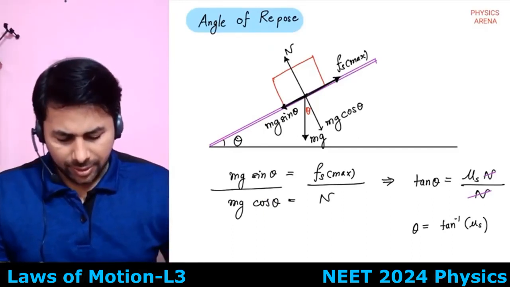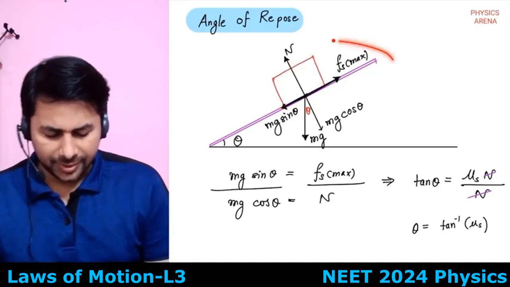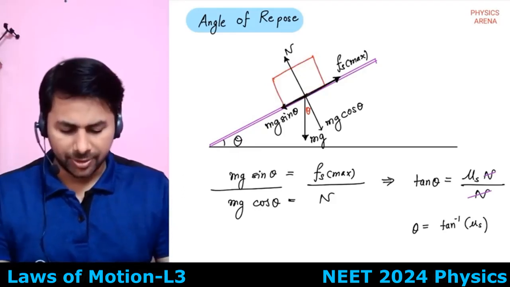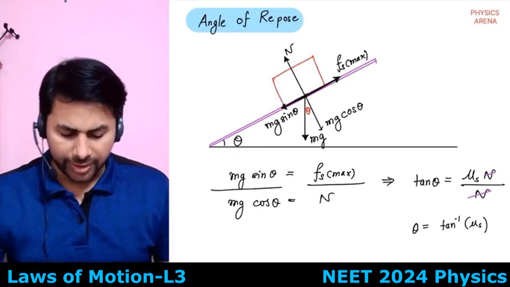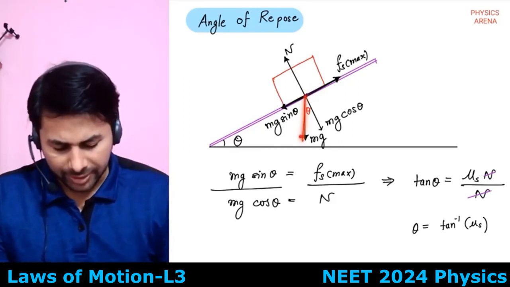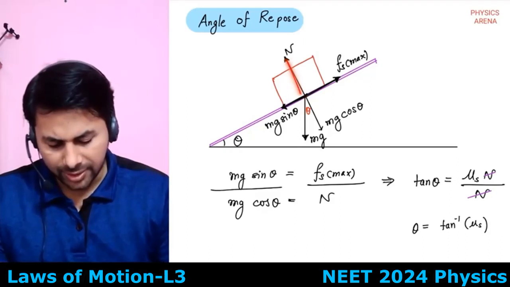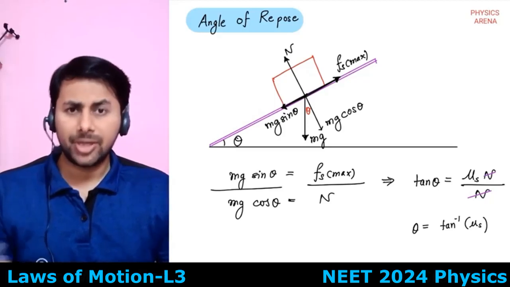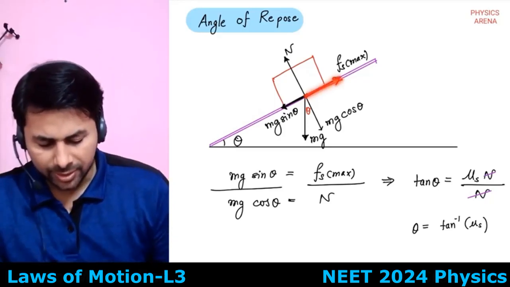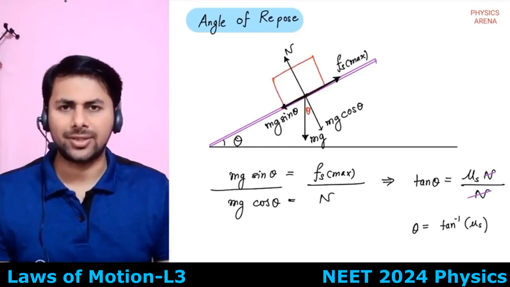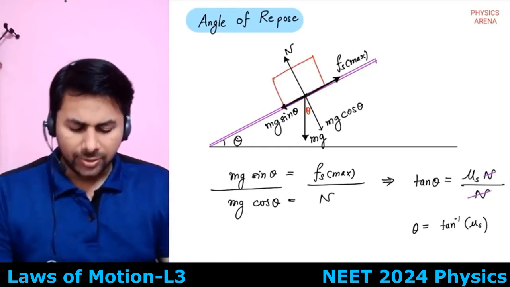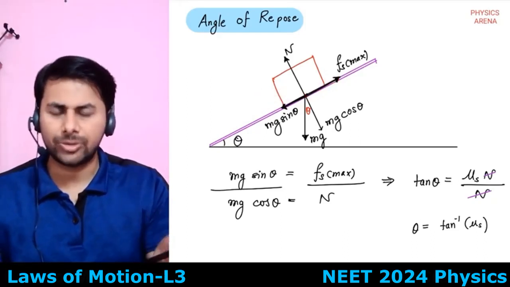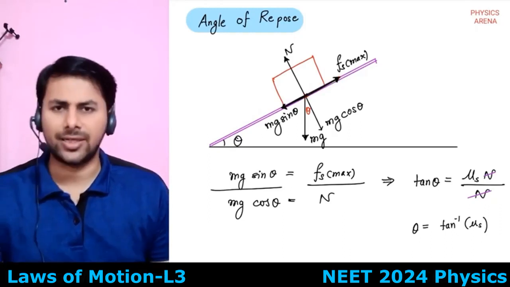Okay, so now let's understand this diagram. This is the body, which is kept on this inclined plane. What are the forces acting on this body? One is gravitational force, which acts downwards. One is the normal reaction. And one is the frictional force, which will act along this surface. It always acts along the surface, right? The body will tend to slide in this direction. Friction will oppose it, that's why it is acting in the opposite direction.